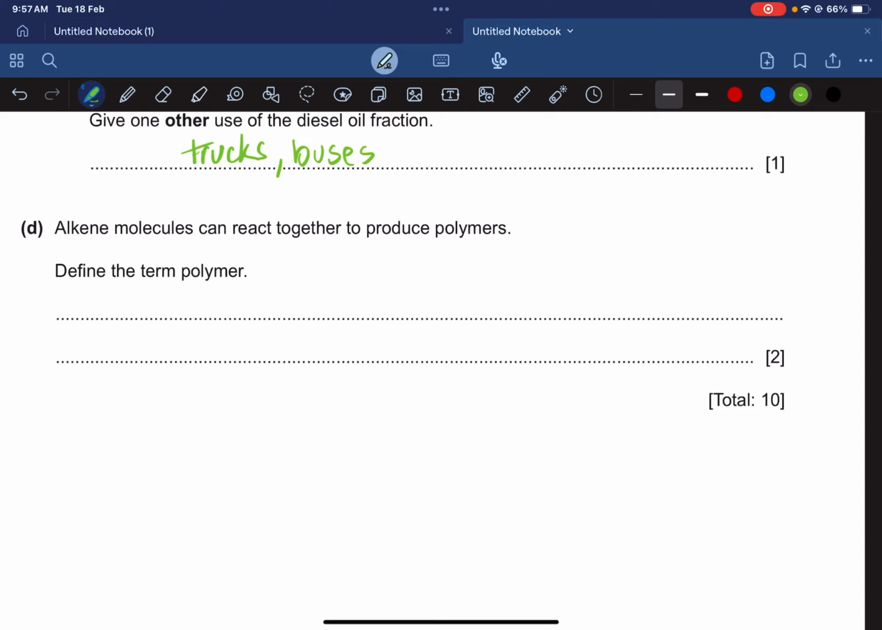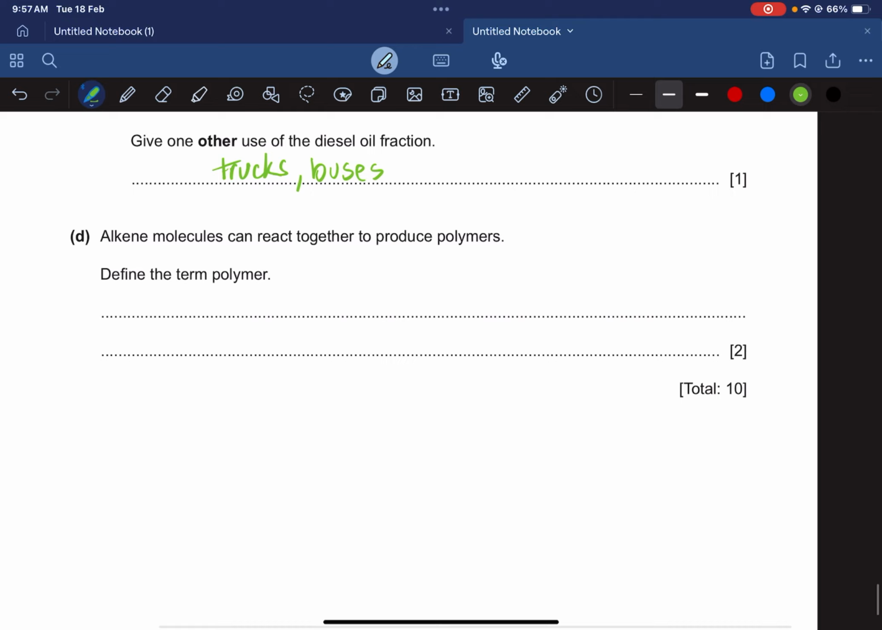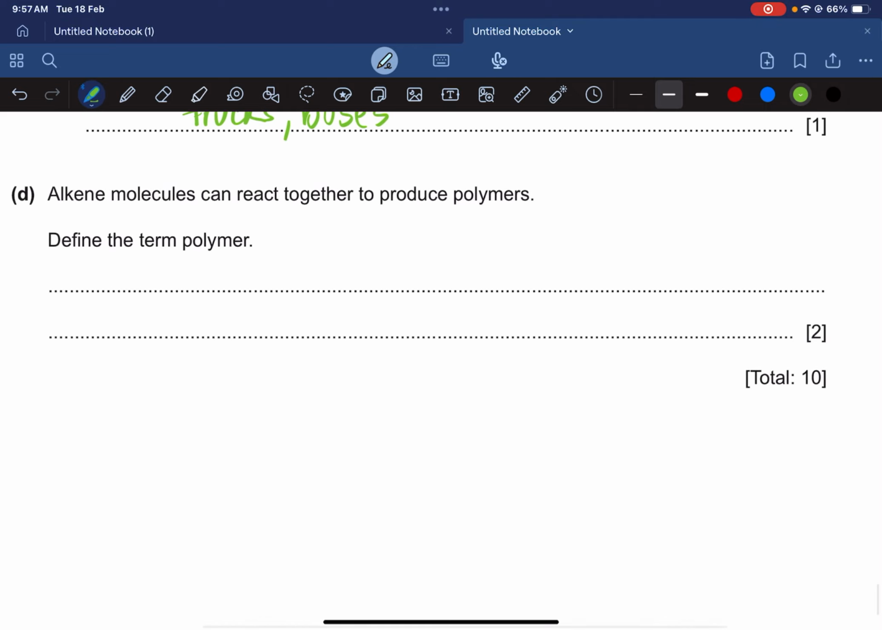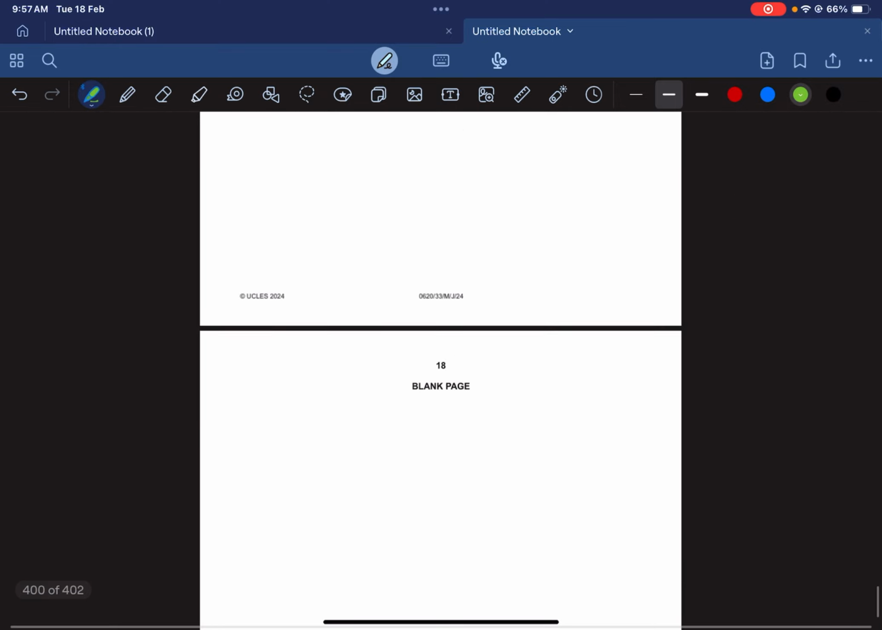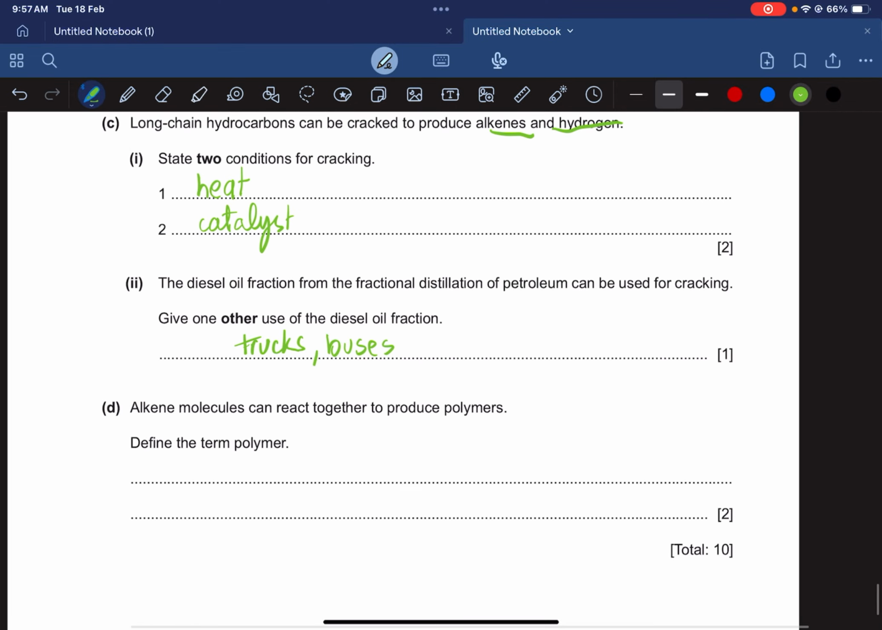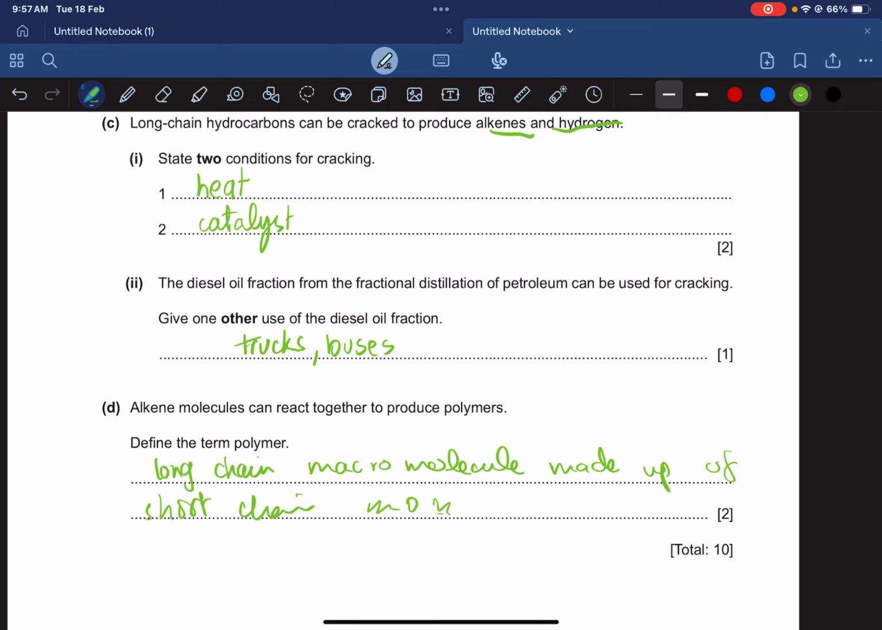Alkene molecules can react together to produce polymer. Define the term polymer. Polymer is basically a long chain organic macromolecule that is made up of short chain monomers. Okay? And with that we come to an end of our paper. You can just write that polymer is a long chain macromolecule made up of short chain monomers. Okay? Or for a more precise definition, you can just check out the syllabus in which it's clearly stated, and that's all.